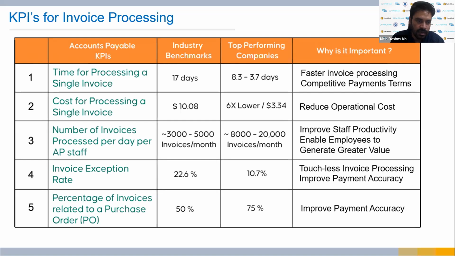The second point is the cost of processing a single invoice. In an offline process, it could cost $10 to process an invoice. And using the platform, that price could be lower.